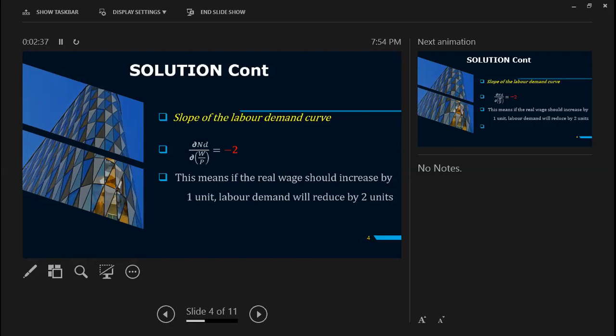Okay, so any question today, this is what we'll do. We've been able to derive the labor demand function from the production function by finding MPN and equating it to W over P. Unmute yourself.